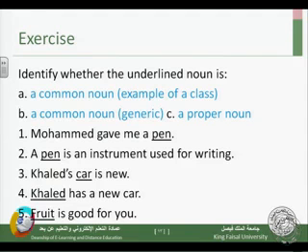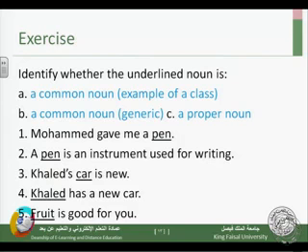Number 2, a pen is an instrument used for writing. Pen here refers to the whole class of pens, so it defines all pens. So a pen is an instrument, we have a definition here, used for writing. So all pens are instruments used for writing, and this is why pen is a generic noun. It refers to the whole class of pens. So the choice for number 2 is B.